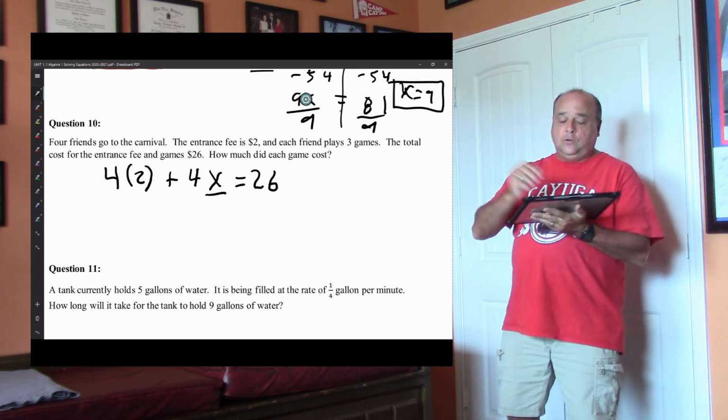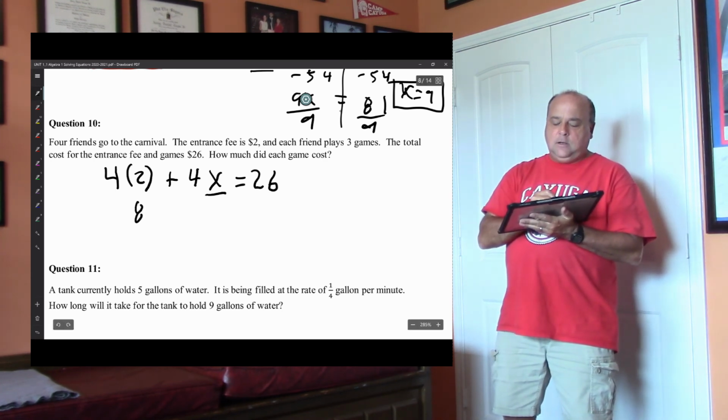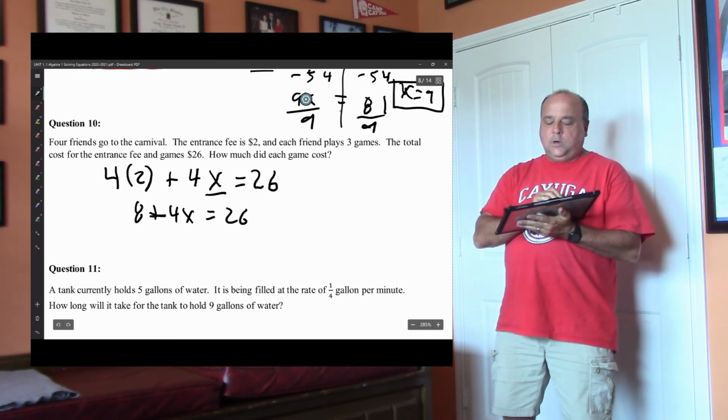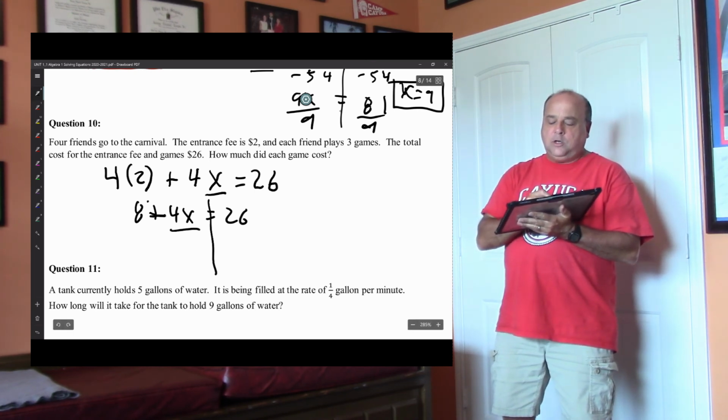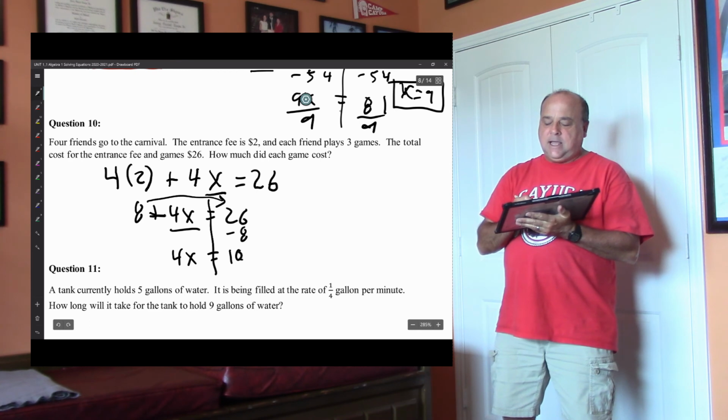Now then, let's just do the work. 4 times 2 is 8, plus 4x equals 26. So 4 tickets at $2 each and 4 games, and we don't know the cost; that's where the 4 times 2 plus 4x comes from. The x is on the left, draw a bar, so the 8's got to go to the right. So minus 8. 4x equals 26 minus 8 is 18.